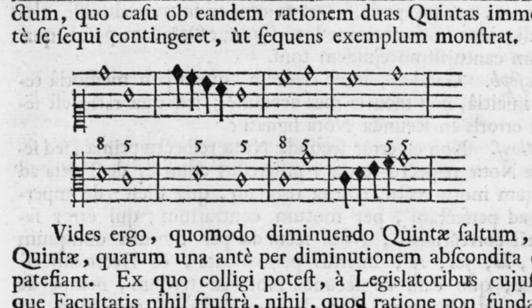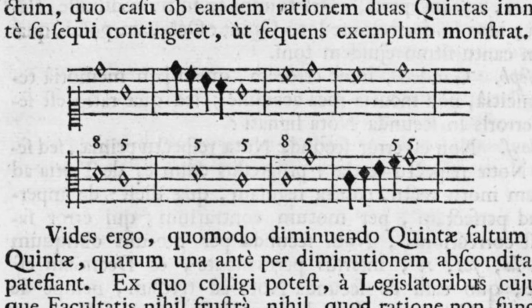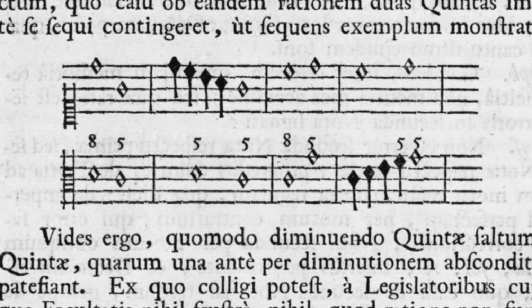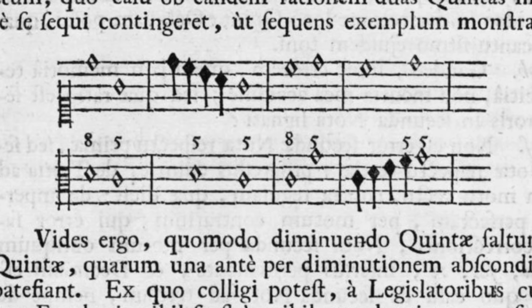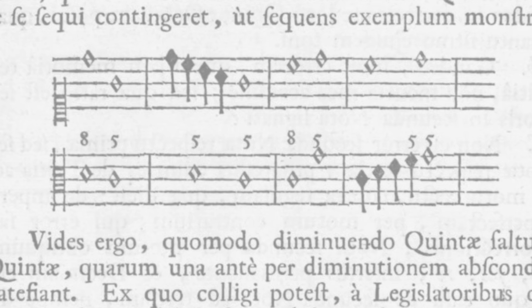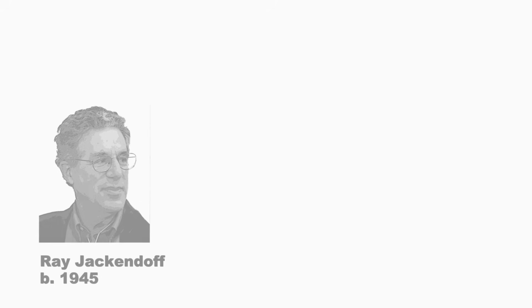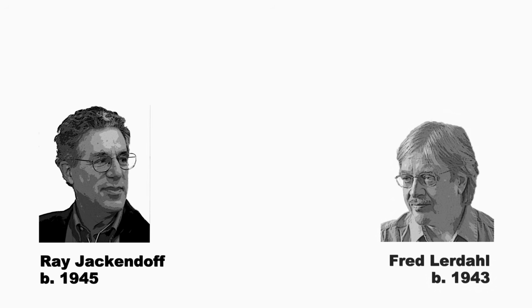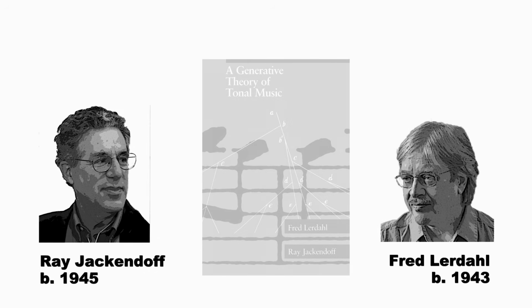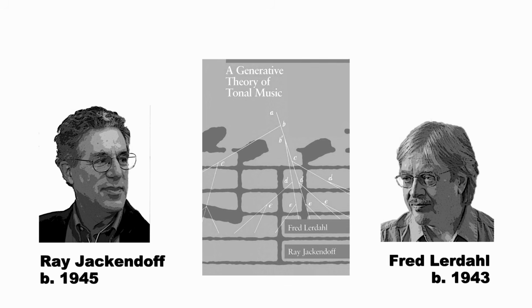Musical rules have a completely different character than mathematical or linguistic rules. They are not absolute commands or prohibitions, but rather taste-oriented recommendations. Linguist Ray Jackendoff and composer Fred Lerdahl summed this up succinctly in their influential book Generative Theory of Tonal Music. They refer to these as preference rules.